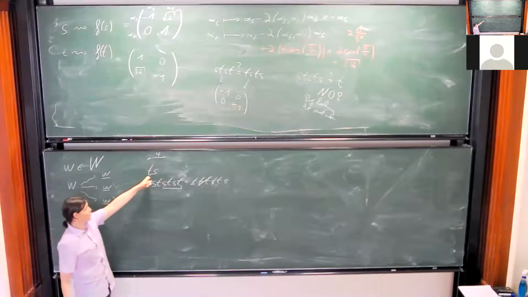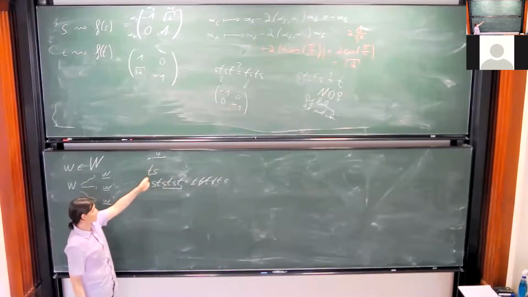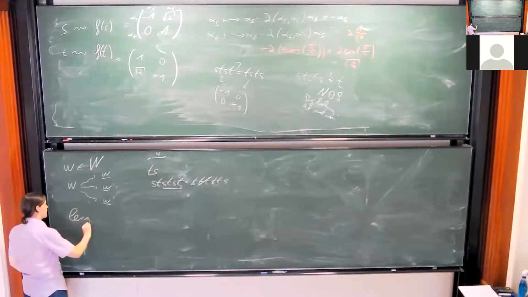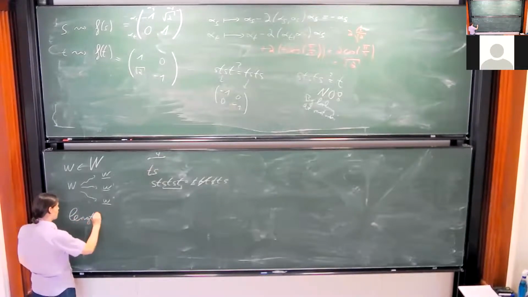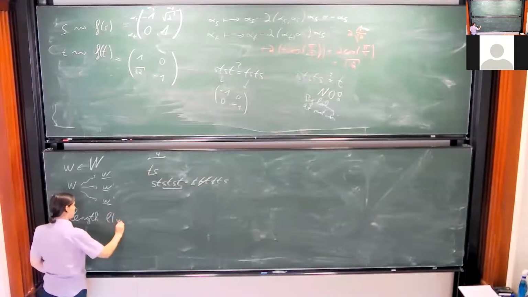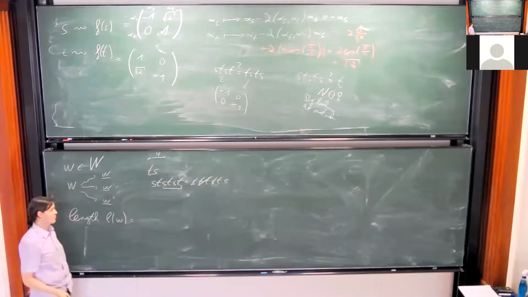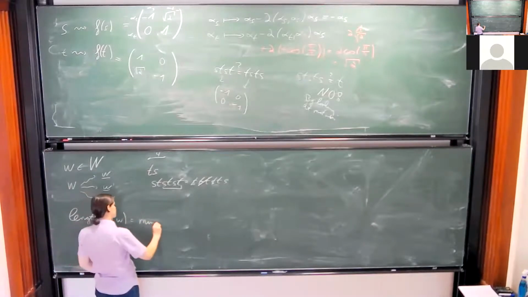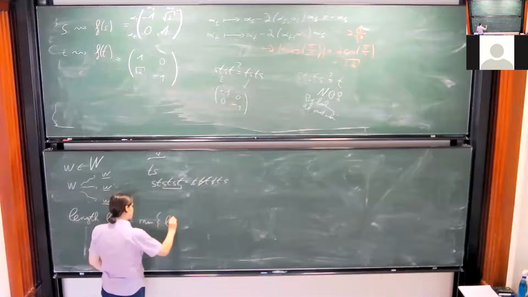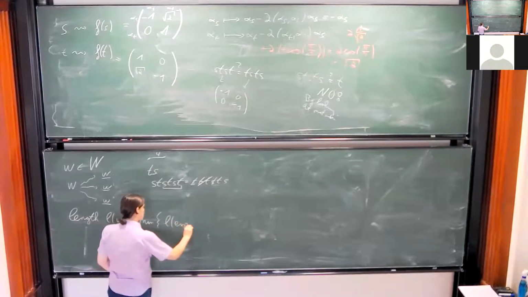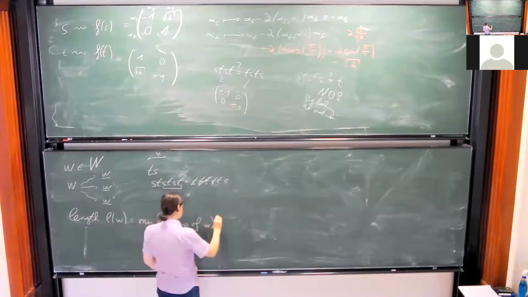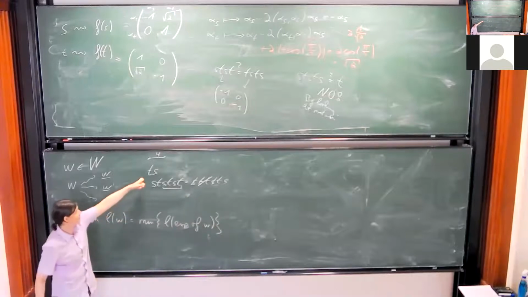Certainly this one is preferable. This is just long. This is nicer. And you just call the length l(w) the minimum over all expressions, so the minimal length over all expressions. But the length here would be 2.